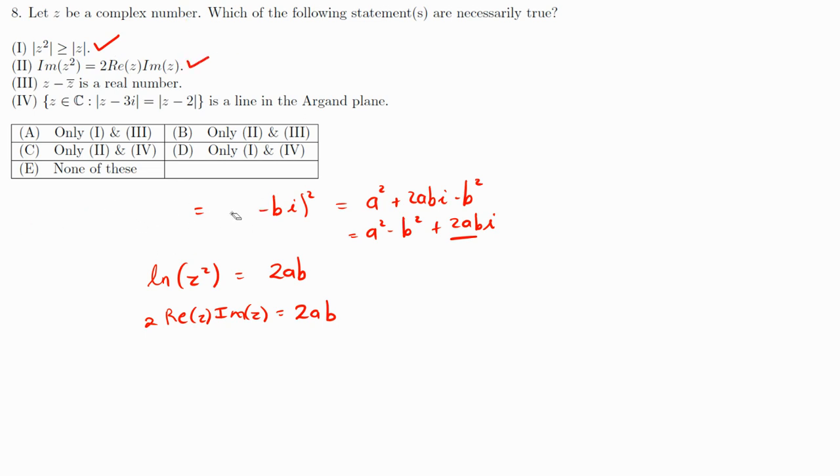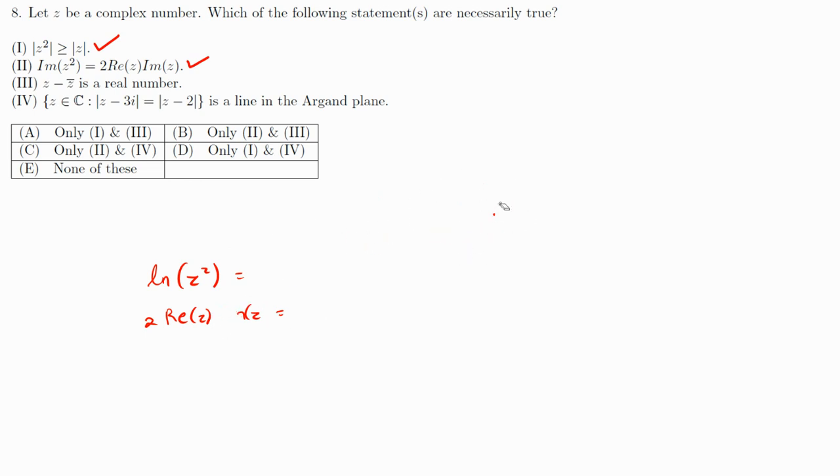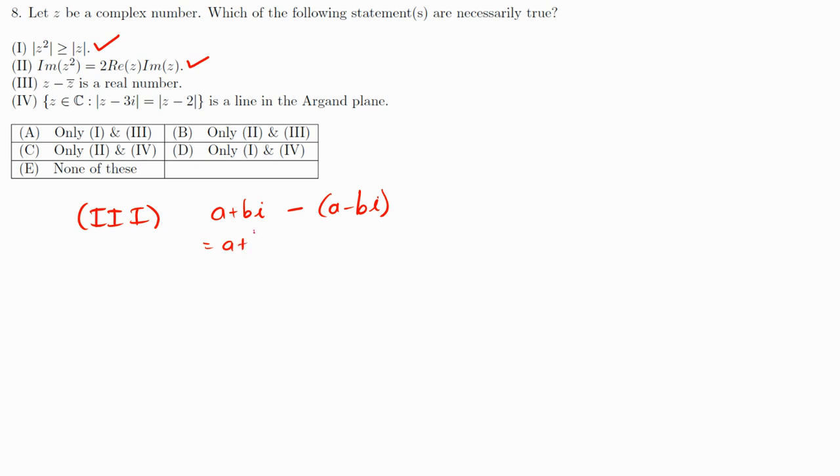Perfect. So now for our next part, for number 3, they say that z minus the conjugate of z is a real number. So let's go test that theory. So a plus bi minus (a minus bi) will give us a plus bi minus a plus bi. This will give us 2bi. So this is an imaginary part, and they say it's a real number. So this is false. This doesn't work.